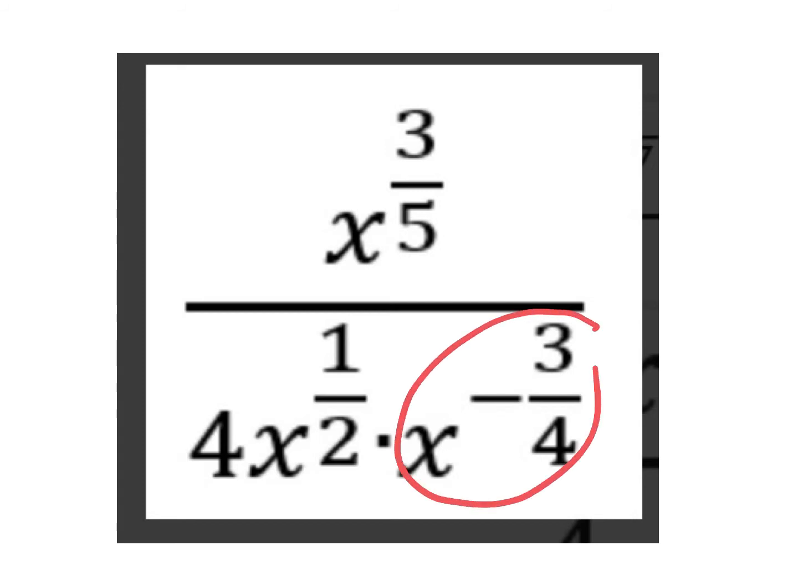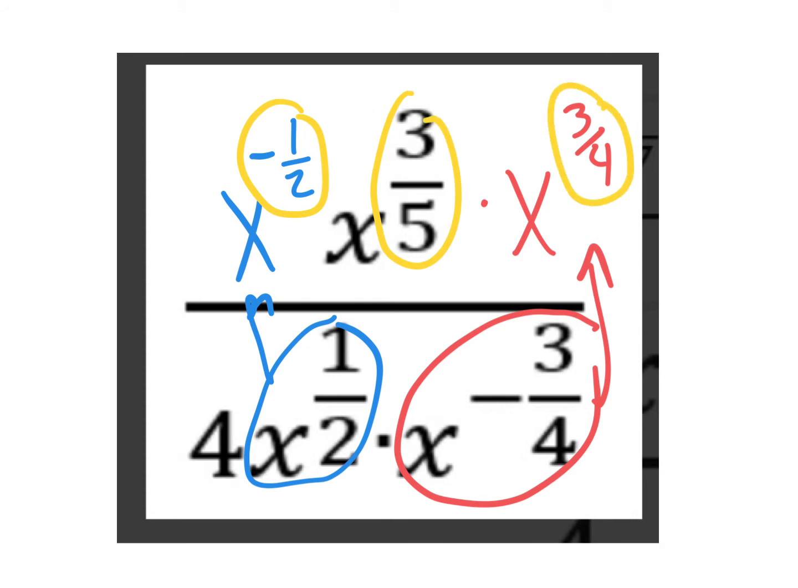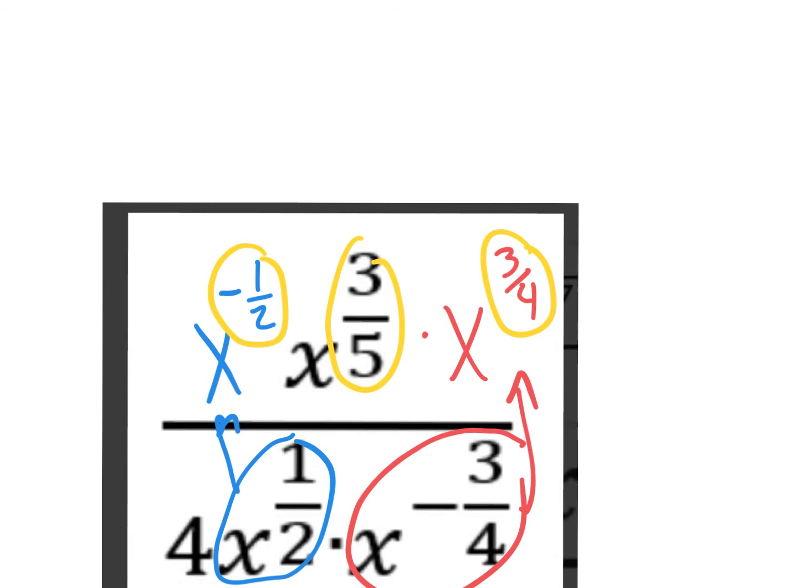So we could move all of them to the same place, move it up, and that'll become x to the positive 3/4. Move this one up, and it'll become x to the negative 1/2. And of course, the 4 stays down here. So what do we really have here? We have x times x times x, and we have different powers on all of them. So what do we have to do with those powers? We're obviously going to combine the negative 1/2 with the positive 3/5 with the positive 3/4. So our question becomes this addition and subtraction of fractions: the negative 1/2, the positive 3/5, and the positive 3/4. Okay?